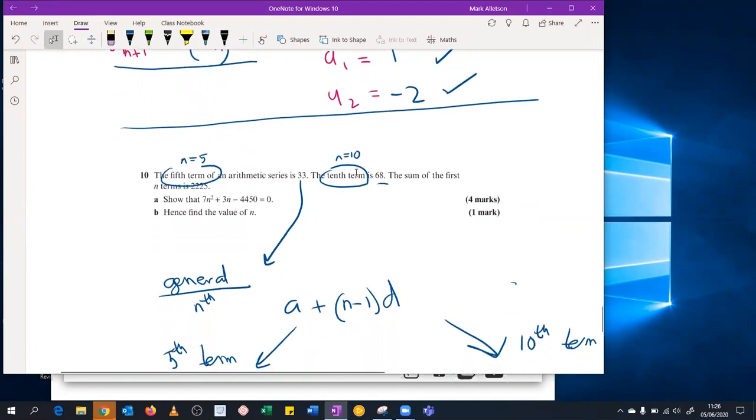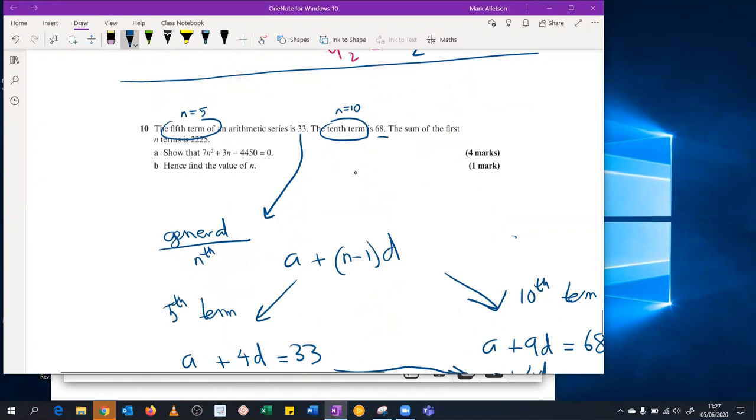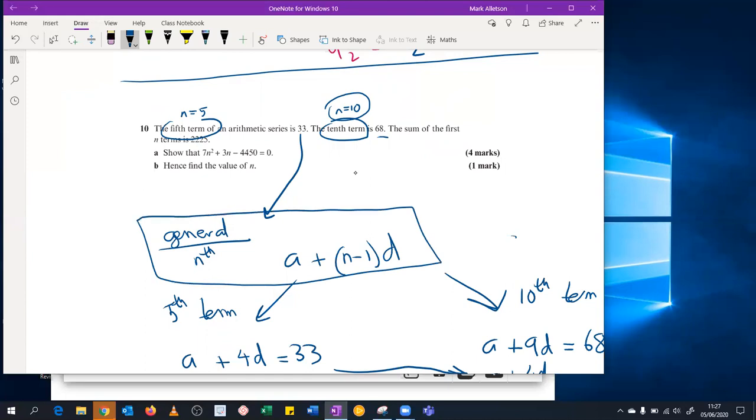Here we've got this question. It's question 10 from exercise, I want to say 3B, probably from the active teach books. We're picking apart the question and finding out what the answers are. It says the fifth term, that means when n is 5, of an arithmetic series is 33, and the 10th term, that means n is 10, is 68. We remembered from last time the general form of any number in a sequence, the nth term, which is a + (n - 1)d.